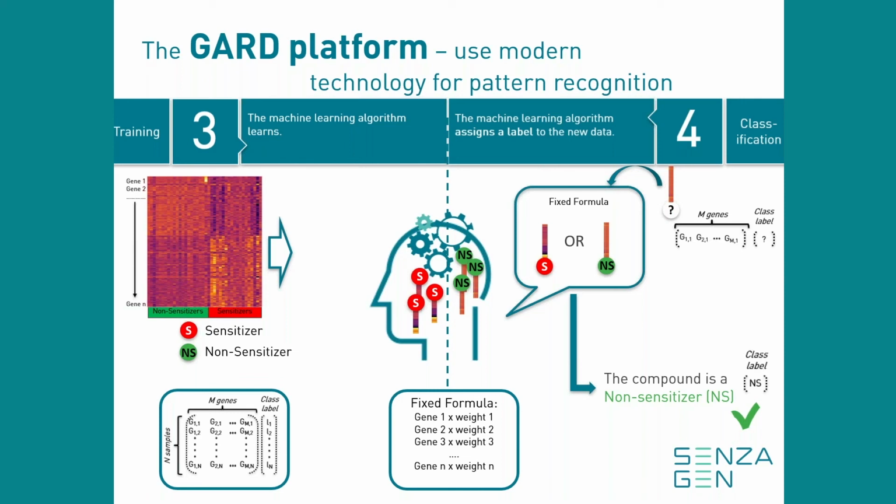When you then predict your unknown testing substance, you have the gene expression data because you have measured that, but you don't have the class label. So you feed this into your fixed mathematical formula, and the machine learning algorithm predicts your class label. This is basically an overview of how this works.